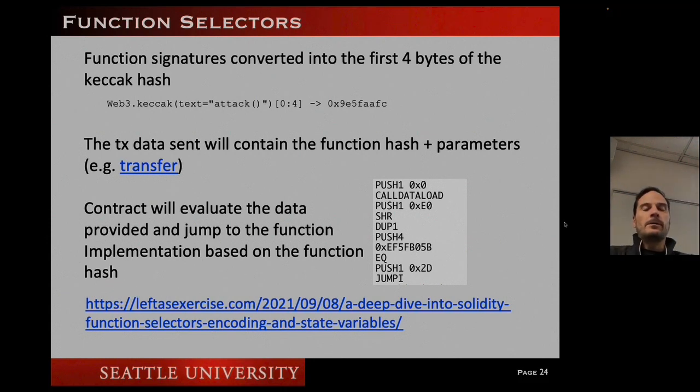Okay, so the function selectors we already talked about, but just a refresher. A function selector is the first 4 bytes of the Keccak hash of the function signature, which is essentially the name of the function along with the types of the parameters. So let's say attack(uint256). In this particular example, I don't have any parameters, so it's empty. So in this case the data will send the function hash plus the parameters.